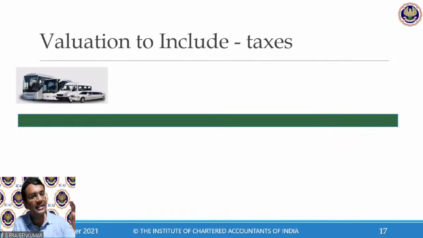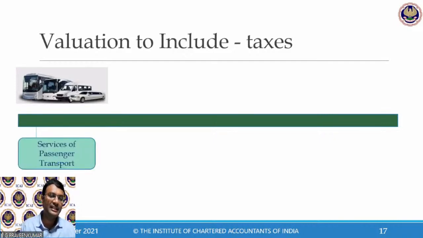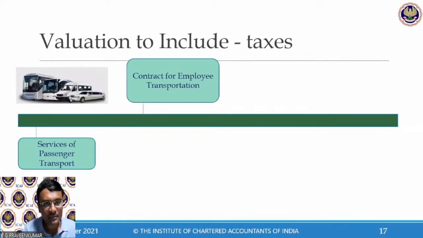In this example, you can see various vehicles given as pictures. Assume there is a corporate that engages a service provider for passenger transportation of their employees. I can use a four-wheeler for commutation of key top management people, or a 20-seater to 40-seater, a mini bus to a big bus, for transportation of my employees. The service is for passenger transport. The contract is for employee transportation.